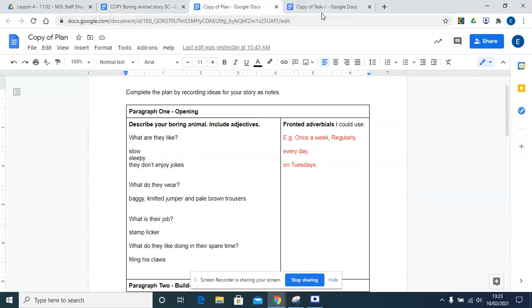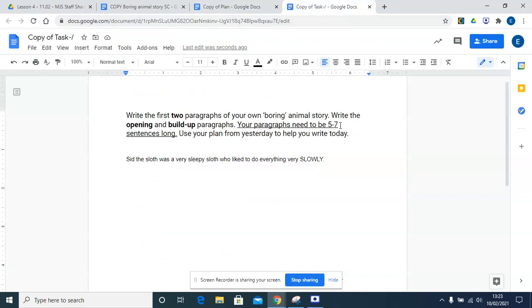So I know that he doesn't enjoy jokes as well. So I'm going to put jokes were wasted on Sid as he found them very boring. He found them very boring and not funny at all. Okay, so that's my first two sentences there.